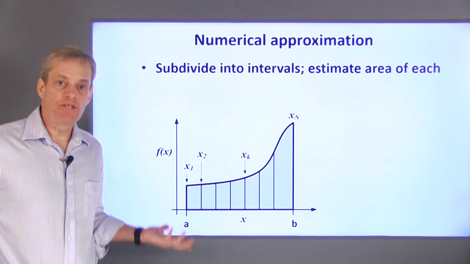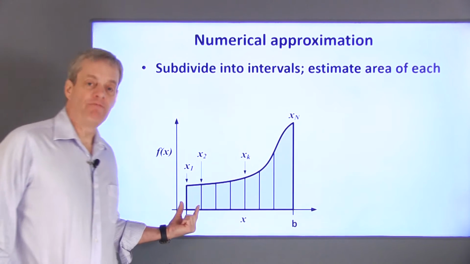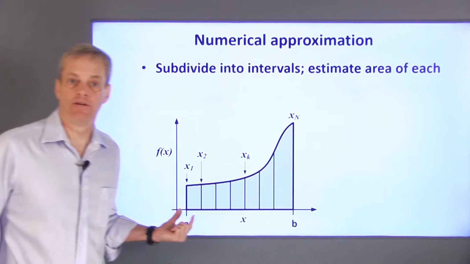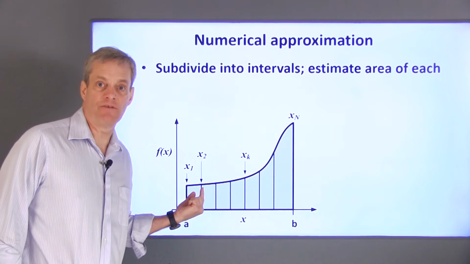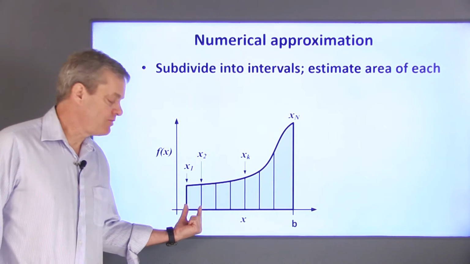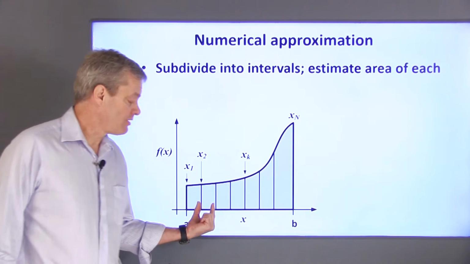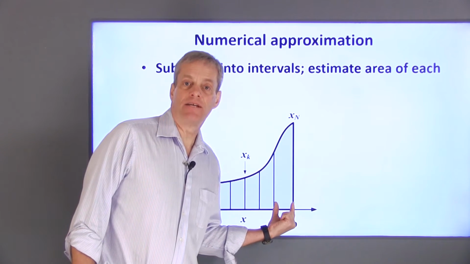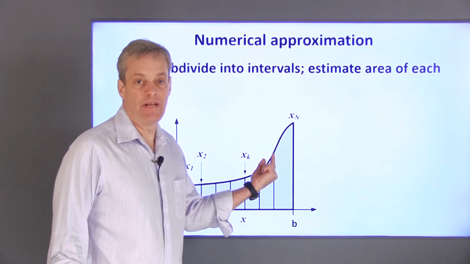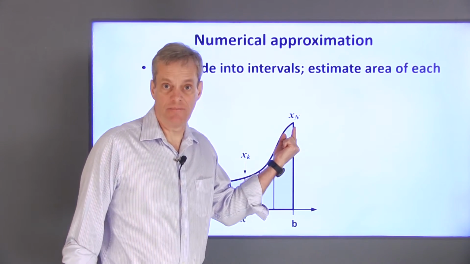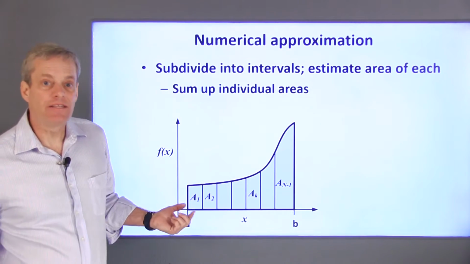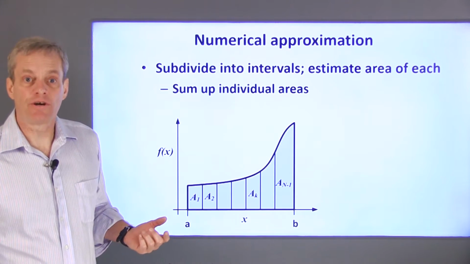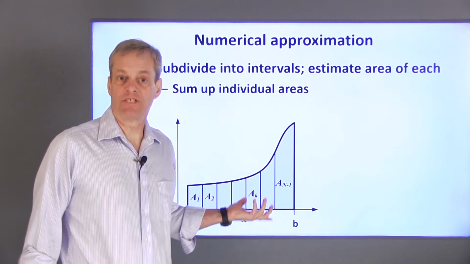As an approximation to our geometric approach, let's divide the region under the curve up into n-1 little subintervals with their boundaries at n values of x. So interval 1 is between x1 and x2, interval 2 is between x2 and x3, and so on up to the n-1st subinterval, which is between x sub n-1 and x sub n. If we can calculate the area of each of these little subintervals, the total area under the curve will be the sum of the areas of the subintervals.